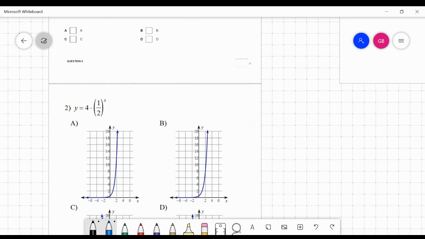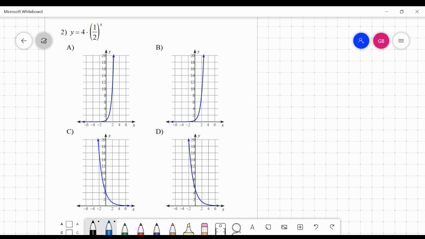Okay, number 2, again, we're going to do a table. When x is -2, it's 4 times 1 half to the -2 power, which is 4 times 4, which is 16. When x is -1, 4 times 1 half to the -1 power is 4 times 2, which is 8.